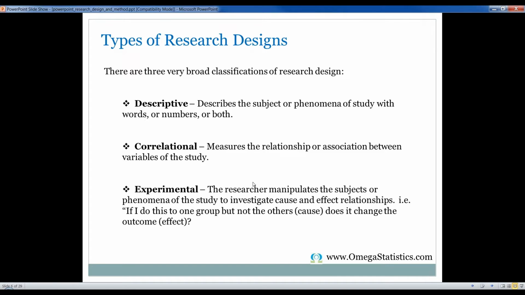Then there's experimental. And like I was saying, that's typically the gold standard. That's if you can do this, this is what you want to do. But most studies, especially if you're working on a dissertation, if you're in the social sciences, if you're in some of the soft sciences, you're not going to really have an experimental. You'll probably have more of a correlational, maybe even descriptives. But experimental is when a researcher will manipulate the subjects to investigate a cause and effect relationship. So if you do something to one group but not another group, does it change the outcome?